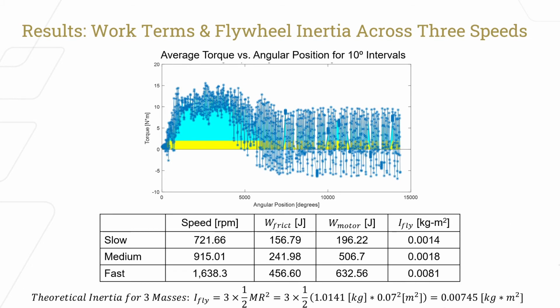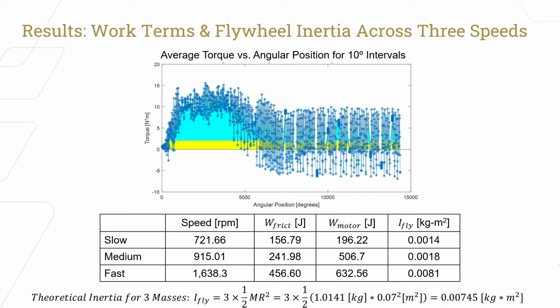This figure provides a good visual representation of the work of friction and the work of the motor when the flywheel moves from rest to steady state velocity. Frictional work was found by multiplying friction torque, which is the same as the steady state motor torque, by the entire angle range covered, and motor work was found by numerically integrating motor torque across the entire angle range.